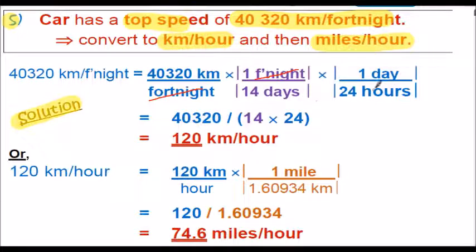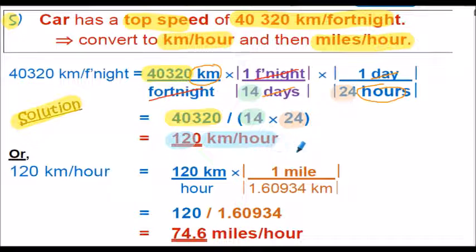So my second unity bracket here, I'm going to convert the days to hours. Again, notice always cancel unity brackets. So the first part of the conversion will produce kilometers per hour. Here's the calculations. 40,320 divided by 14 divided by 24. So that evaluates to 120 kilometers per hour. That's the first part of the question answered.